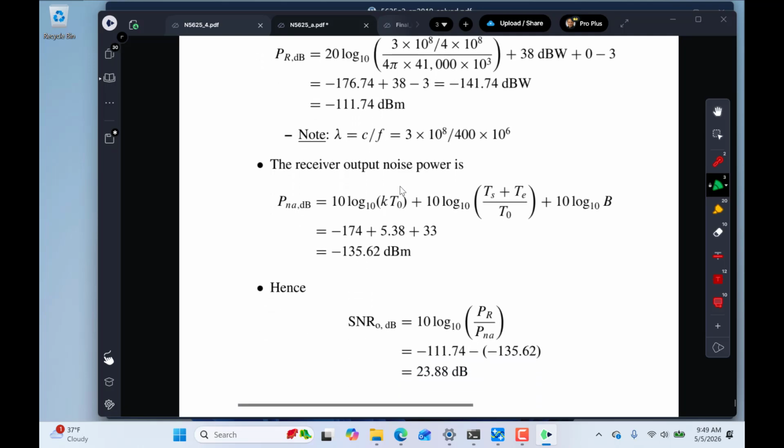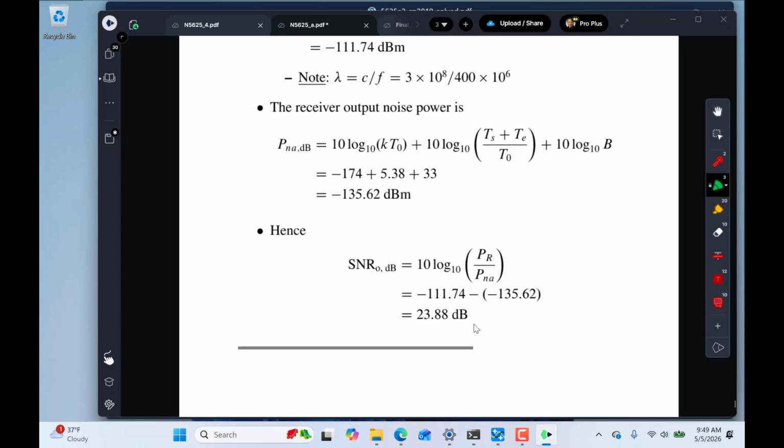dBm, and then back out of that, calculate the noise power based on the attributes for noise temperature and temperature of the source, minus 135.62 dBm. Bring these two values together, and our SNR, post-detection SNR, is 23.88 dB. So if this link needed to get 20 dB, it would be there.